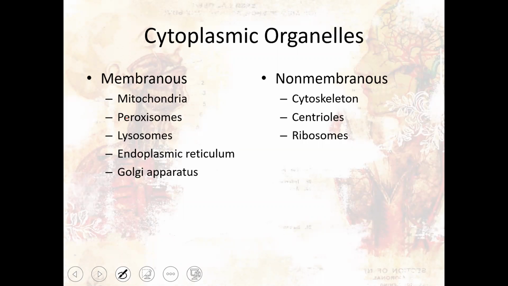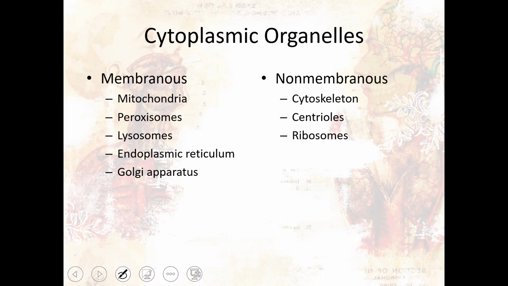what I care about you knowing here is really function. I don't care about how that works. For example, you need to know that mitochondria make ATP. At the moment, you don't need to know the process of oxidative phosphorylation. That's a topic for another semester. It's good enough that you know that mitochondria make ATP. We'll talk about details later.